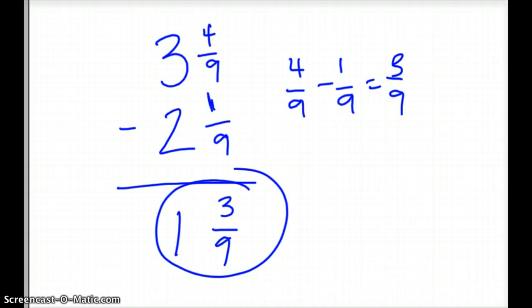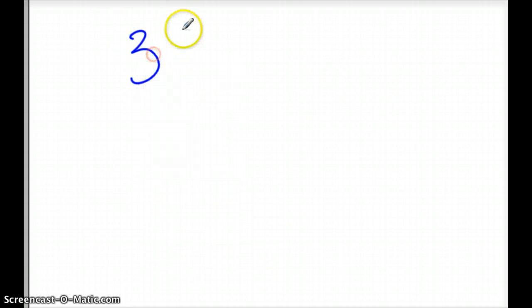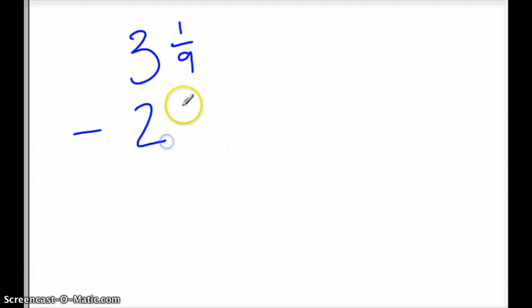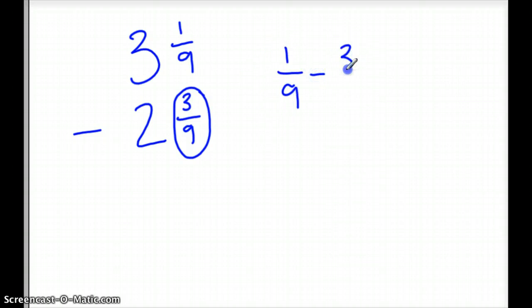Now, if I have a number such as 3 and 1/9 minus 2 and 3/9. Now, this number is smaller, but the fraction is not smaller. I cannot do 1/9 minus 3/9 because 3 is greater than 1. So I can't switch the order either. In order to solve this problem, I have to borrow.